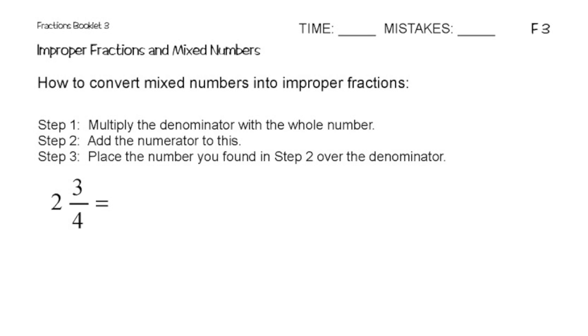So step 1 is you need to multiply the denominator with the whole number. Step 2 is add the numerator to this. And then step 3, place the number you found in step 2 over the denominator.